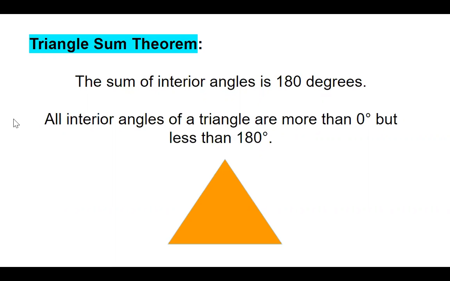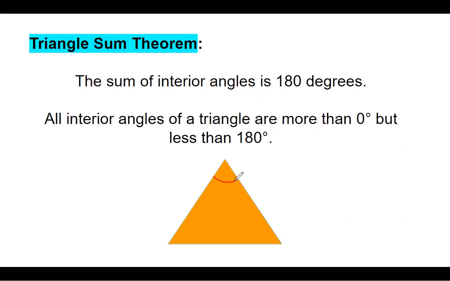No. If there were 180, it would be a what? A straight line. So we would have a straight angle there. So it has to be more than 0, and it has to be less than 180 degrees, not equal to 180 degrees.